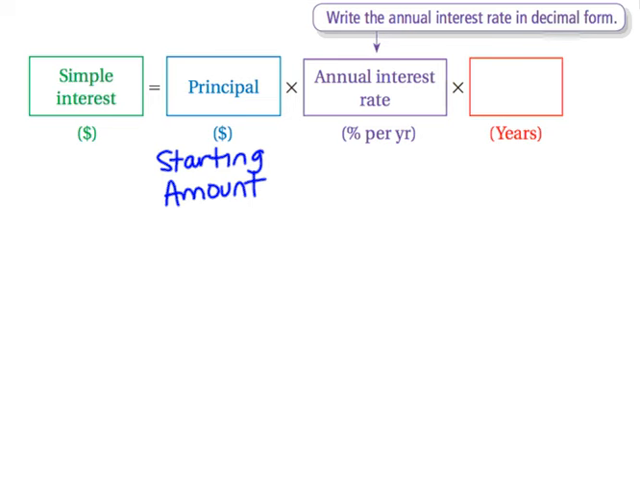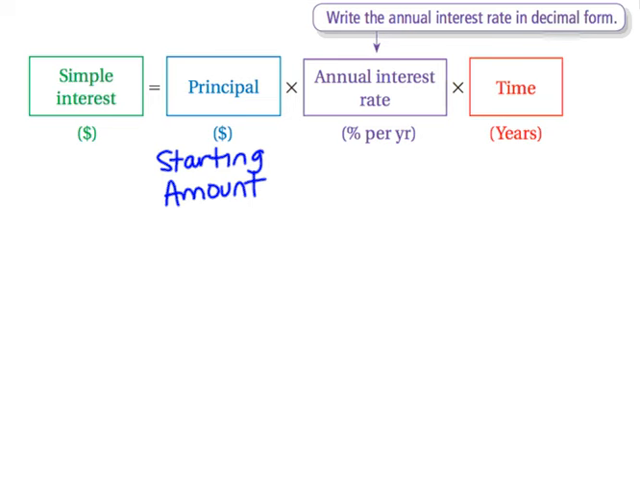And then the third thing that we're going to multiply by is the number of years, which is your time. Be aware that time will always be represented in years, so even if you have 6 months, you would represent that as 1/2 of a year when you plug it into the equation.